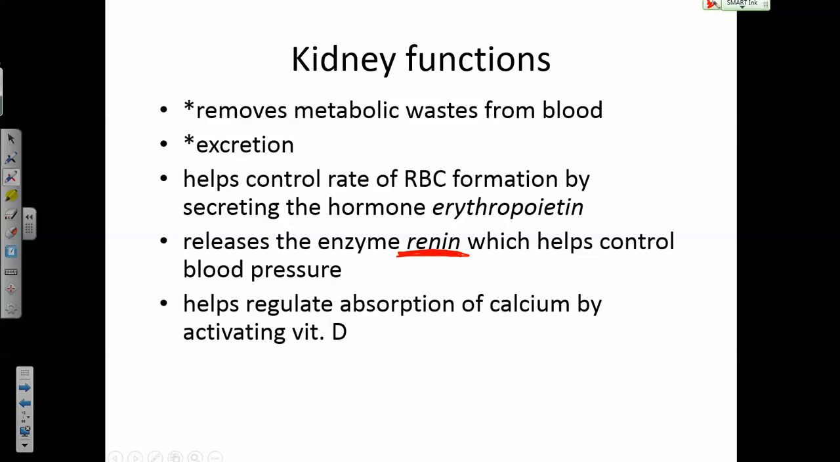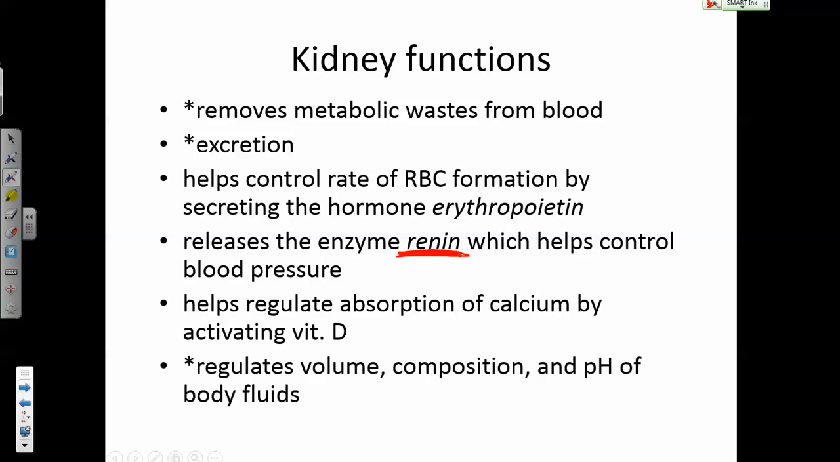Then another function of the kidneys that we've mentioned in the past, just kind of briefly, is that it helps activate vitamin D that's stored in your skin, through the action of hormones. Remember, calcitonin and parathyroid hormone, they affect this oppositely. But anyway, in a roundabout way, kidneys help your small intestine absorb calcium from the foods you eat.